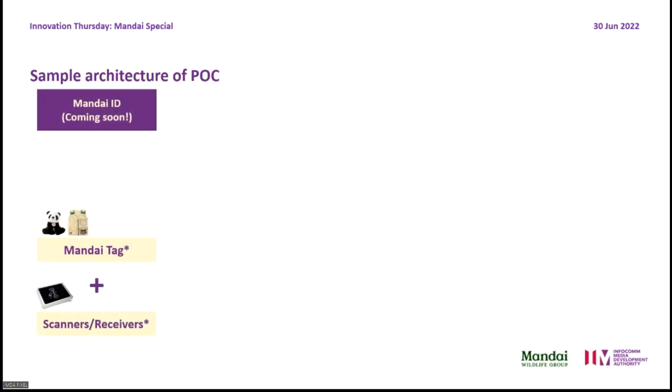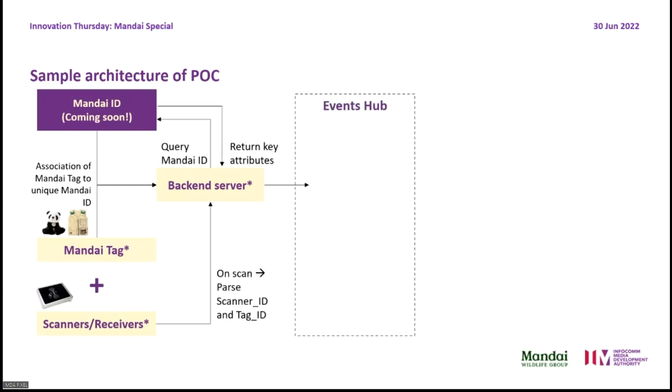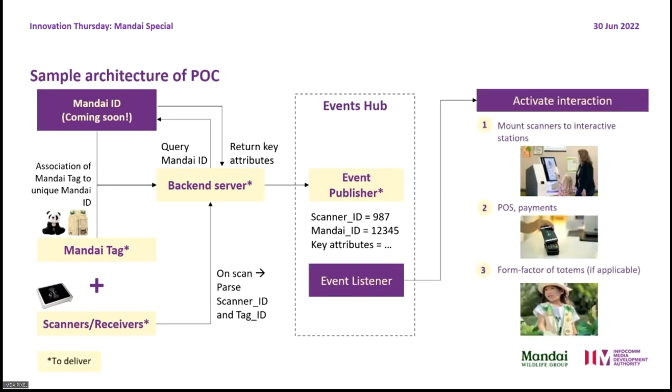So this is a sample architecture of how we see a possible architecture for the proof of concept. We want the Mandai tag with a scanner or receiver, together with the Mandai ID that we will provide to you. You associate the Mandai ID to the Mandai tag in the backend server, where all of the Mandai tag scanner and the Mandai ID will fit into this backend server. And you'll publish it, where we will have different systems to receive all these individual information and display it here.